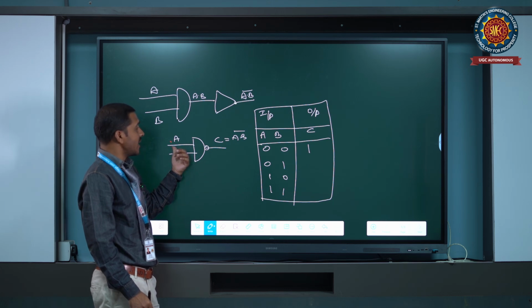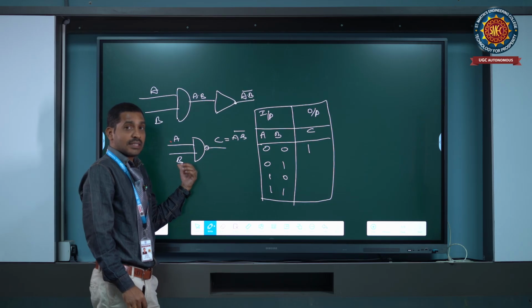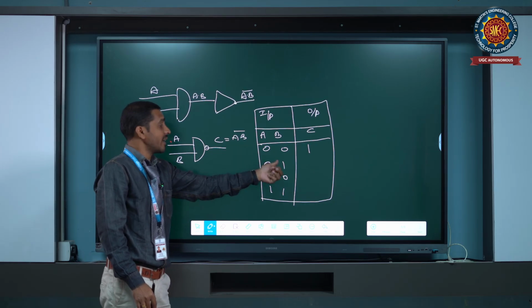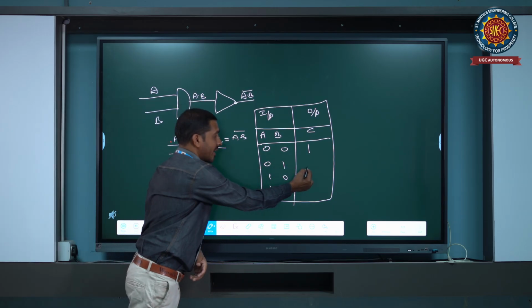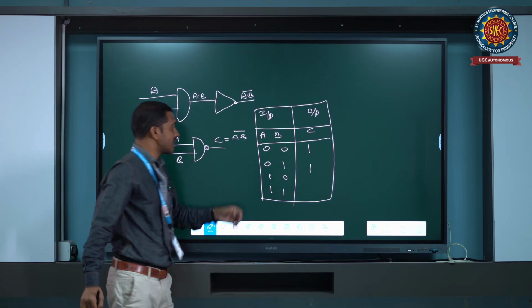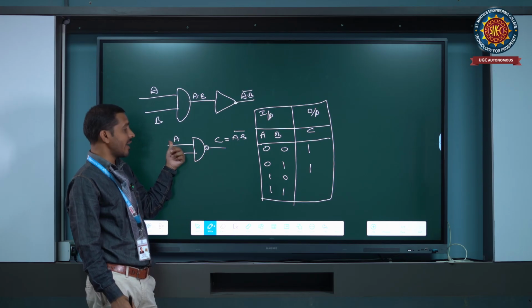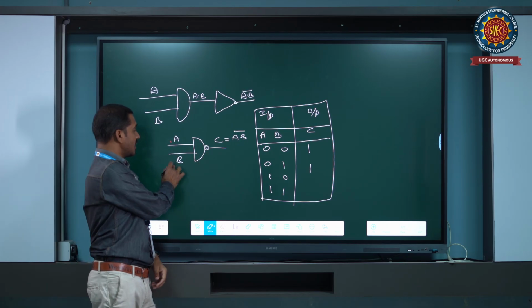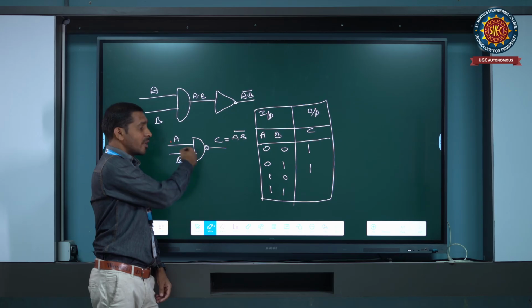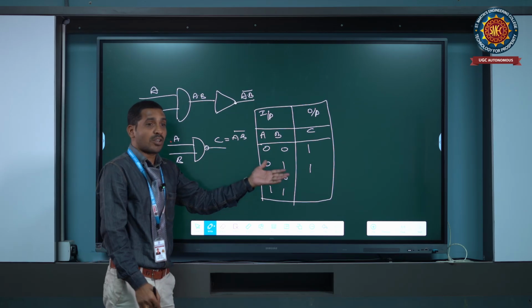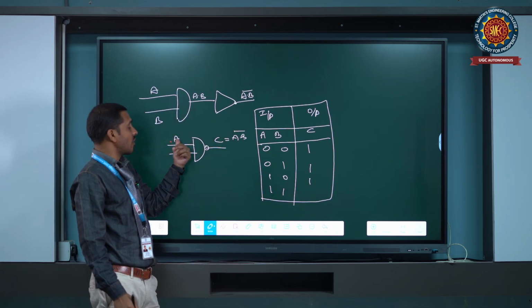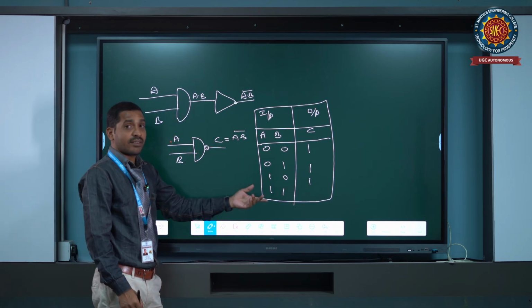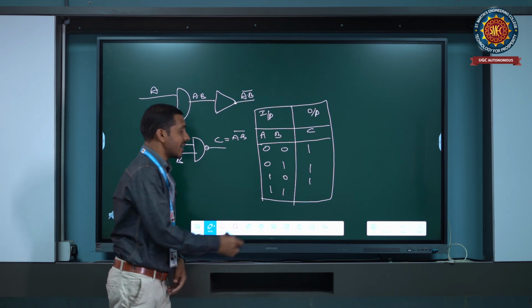Next, A equals 0 and B equals 1. Then 0 dot 1 equals 0, and the complement of 0 is 1. Next, A equals 1 and B equals 0. Then A dot B equals 0, and the complement is 1. Then A equals 1 and B equals 1: 1 dot 1 is 1, and its complement is 0.